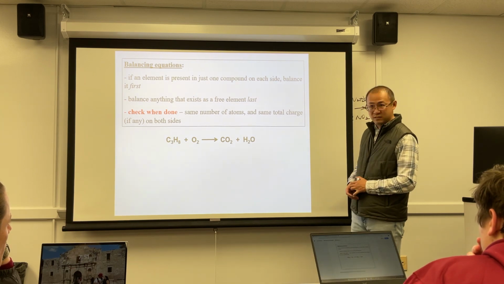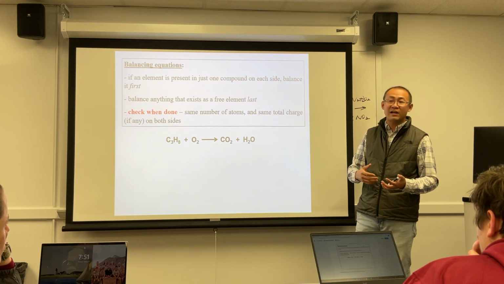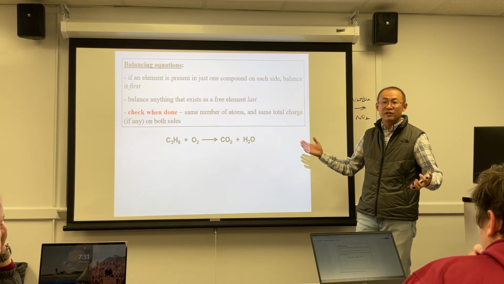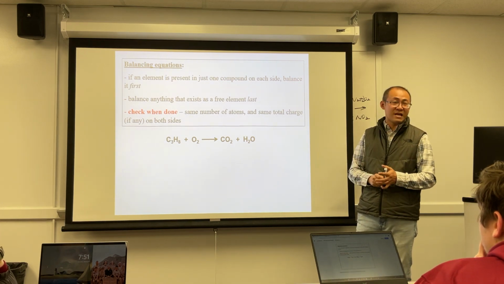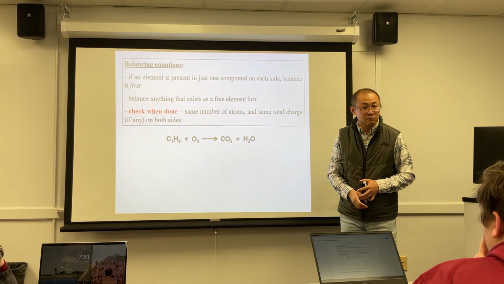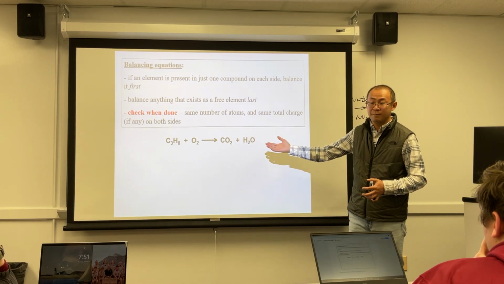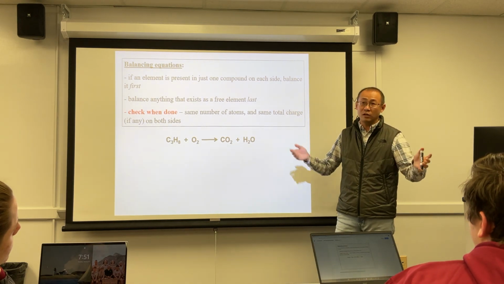Now, how do we balance it? We know balance is to make sure we have the same number of atoms on both sides. So technically speaking, you can start with any element first. How many elements are we talking about? Carbon, hydrogen, and oxygen. You can do any element you want.